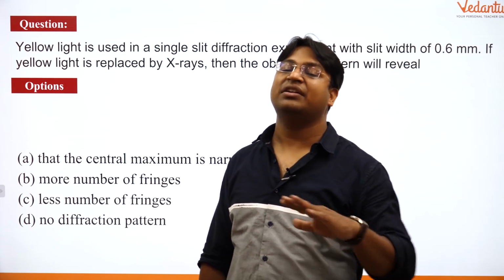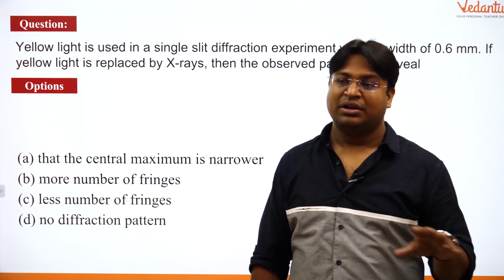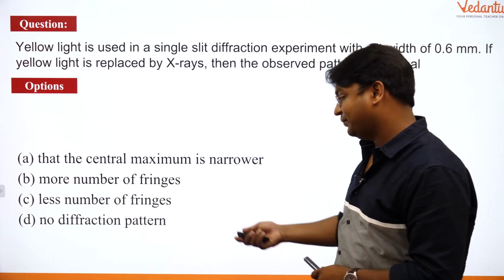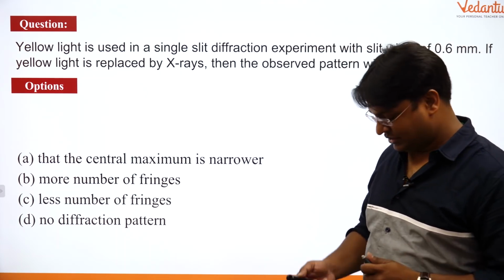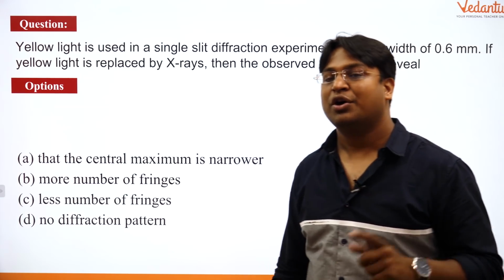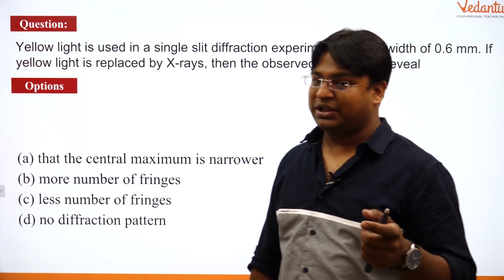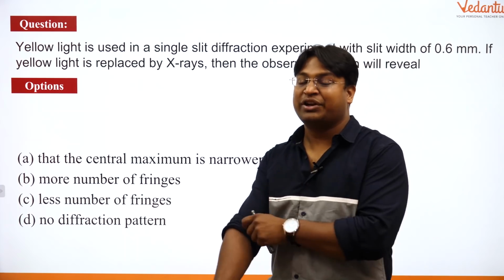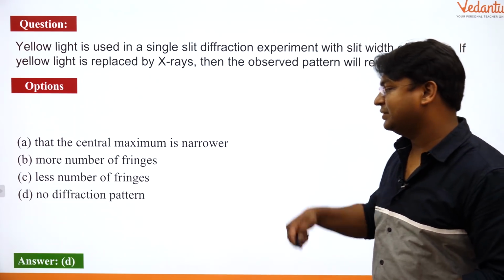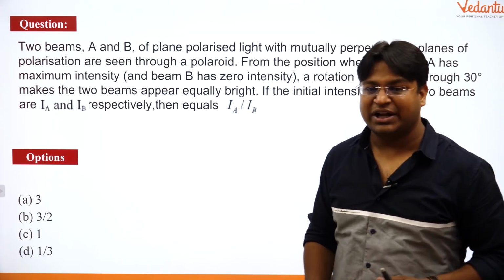So that has rendered the whole experiment useless. We will not get any pattern at all. So the option would be D, no diffraction pattern. So this is a very important condition that you should always remember, that you should always check. The examiner can always trick you on that in such a way. Okay, yep. Let's try another question now.